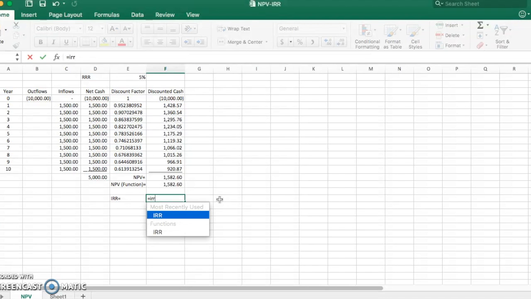So you type IRR to bring up the function, and it asks for the values. Again, it's your net cash values. Now, different from NPV, you include all values, starting with your year zero, and you select all your values. I just ended there. It asked for a guess, but I've never had that really change my answer. So I would do that, and you get 8%.